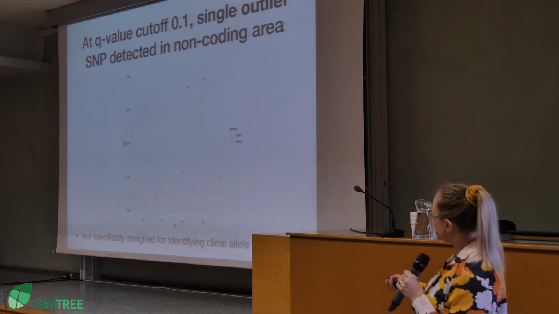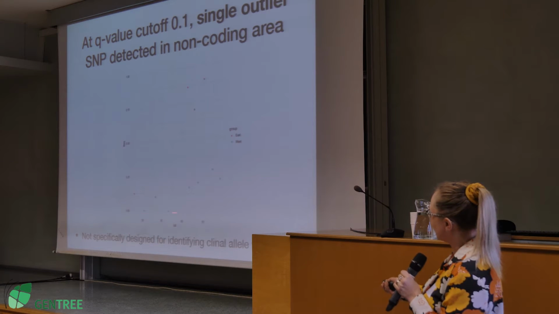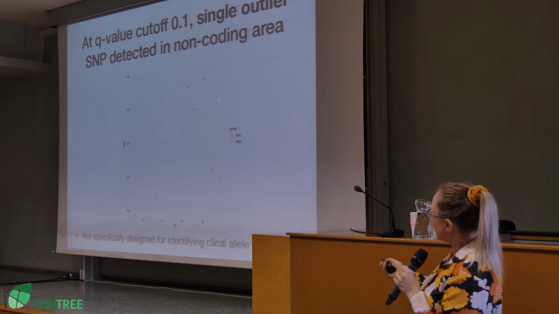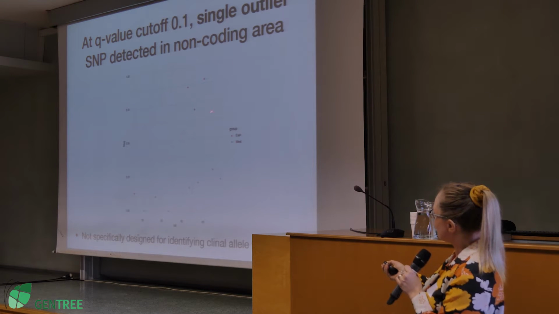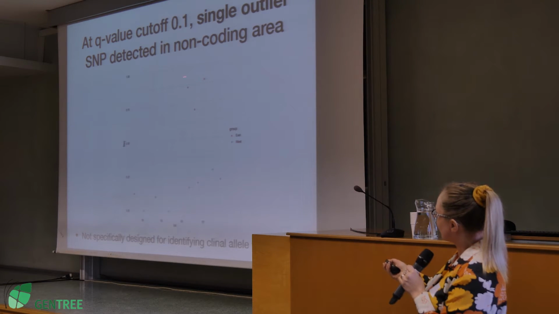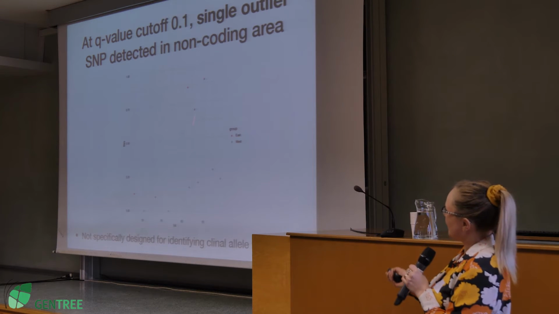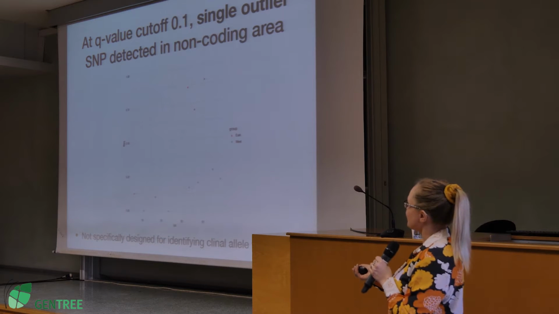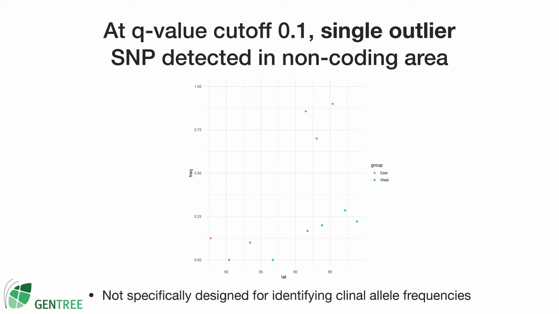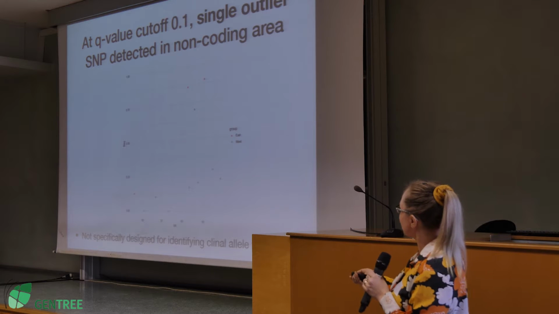And it's worth noticing now that if you look at the actual pattern, it's probably driven by these three populations here, where the allele frequency is much higher than in the other populations. And this method is not actually designed for identifying clinal patterns. So we see differentiation, but it's not anywhere near what we would expect from clinal variation.